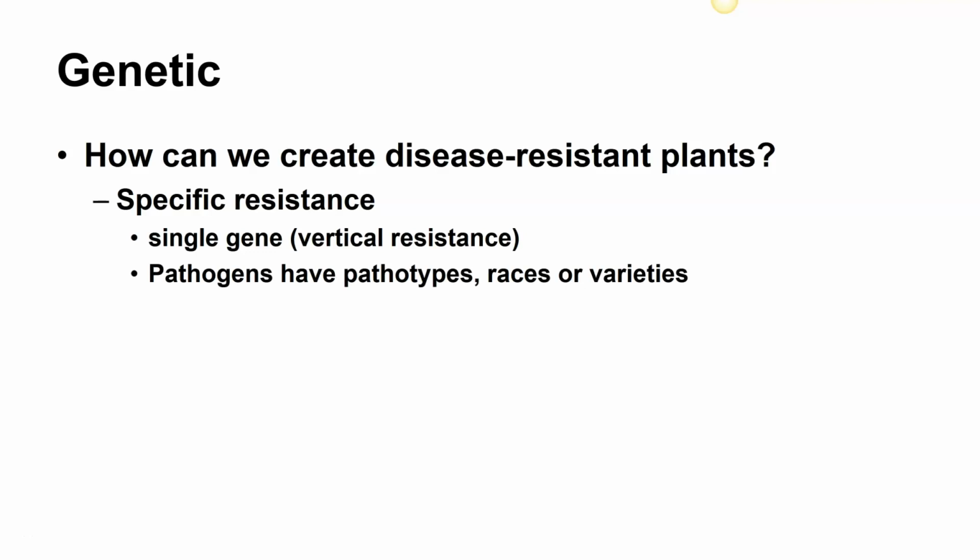When we look at pathogens, pathogens may have what we call pathotypes or races or varieties. These are genetic segregates of the pathogen. They're still the same organism. They're still the same species. We can look at different types of races and varieties of these pathogens.